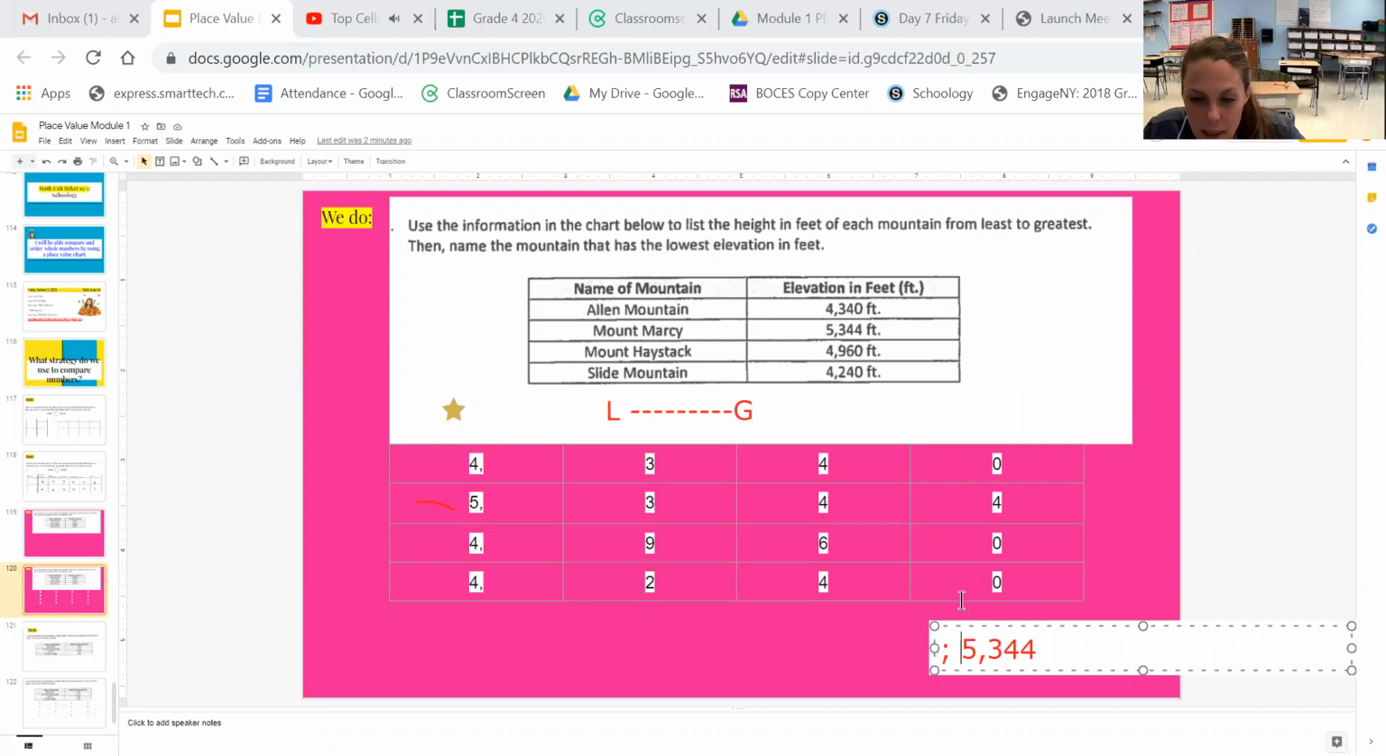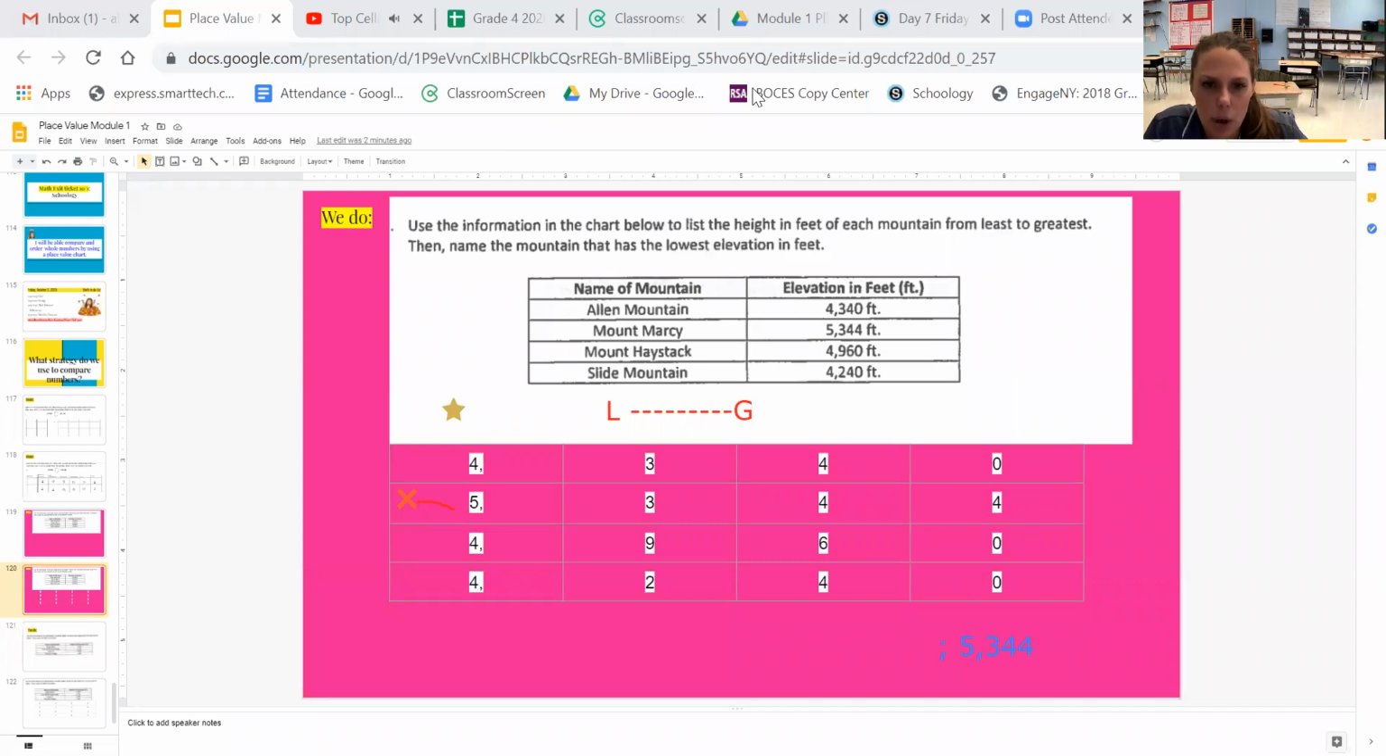Notice that I put a semicolon there. If you put a comma, it looks like it's part of the number. So when we're listing, we put a semicolon. That's going to be the largest number. I have to change my font for that. I couldn't really see it, sorry. So I have my semicolon, and then I have 5,344. And that one's done. So maybe I'll just put a little X here so I know it's done.